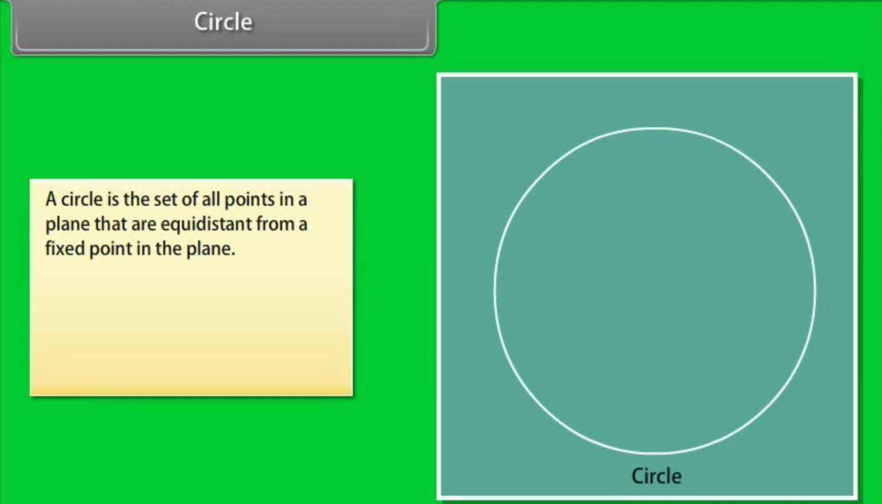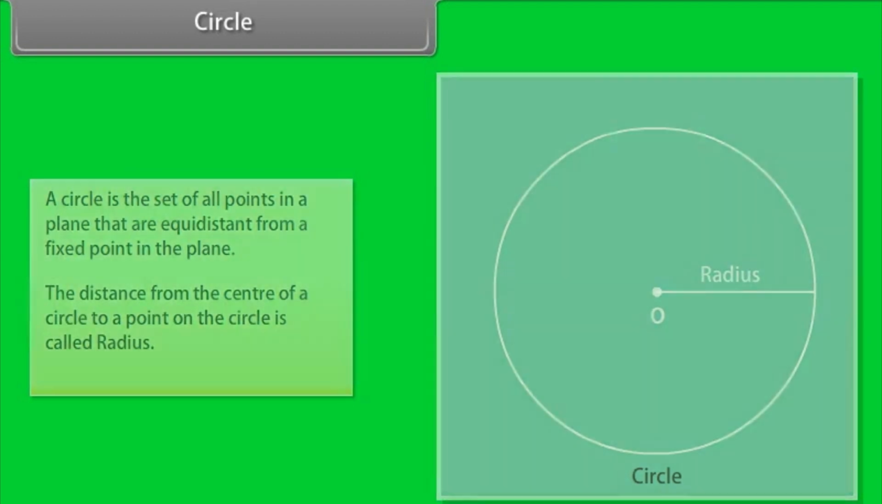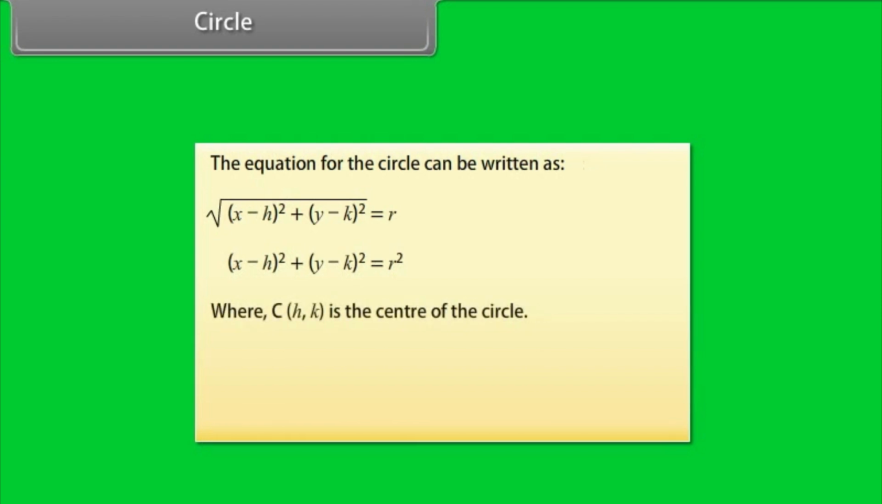Circle. A circle is the set of all points in a plane that are equidistant from a fixed point in the plane. The distance from the center of a circle to a point on the circle is called the radius. The equation for the circle can be written as (x - h)^2 + (y - k)^2 = r^2, where (h, k) is the center of the circle, r is the radius of the circle, and (x, y) is a point on the circle.